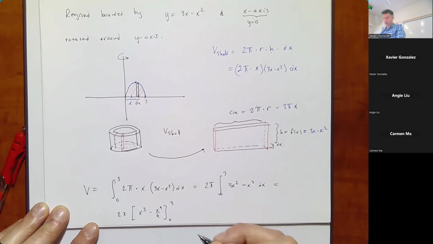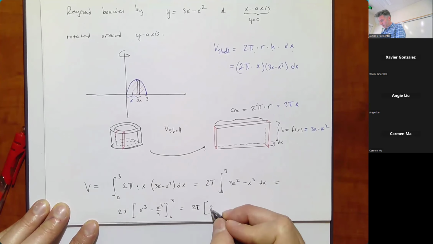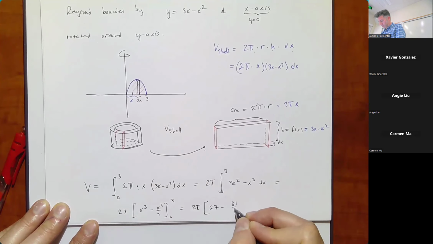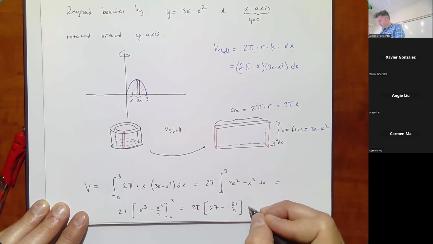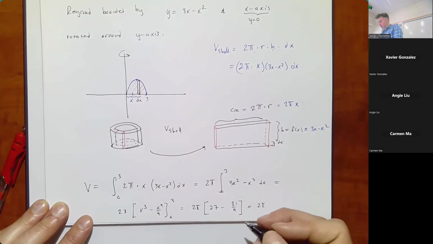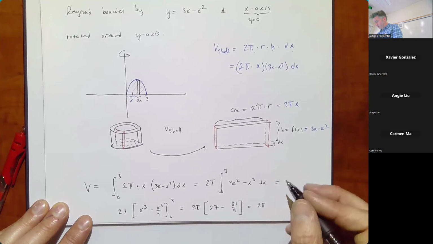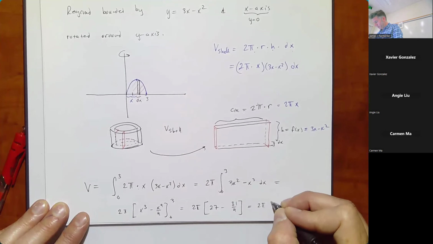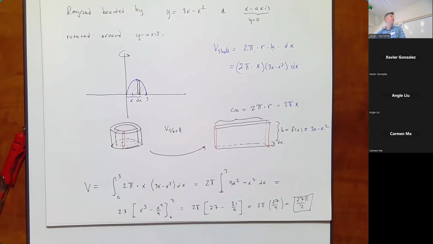And we end up getting 2 pi times 3 cubed minus 3 to the 4th over 4, minus 0, minus 0. So whatever that ends up being, it's going to be 2 pi times 27 times 4 is 108. And 108 minus 81 is 27. So 2 pi times 27 over 4, which is going to be 27 pi over 2. There's your volume.